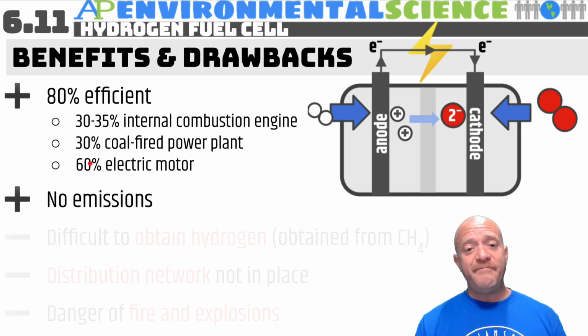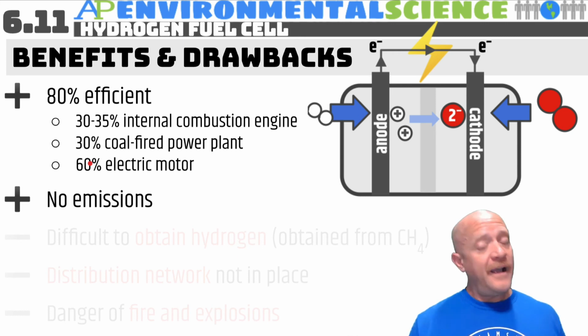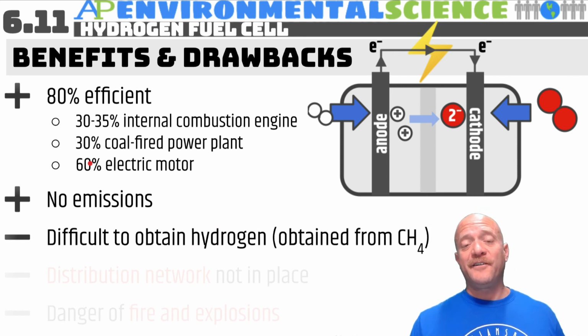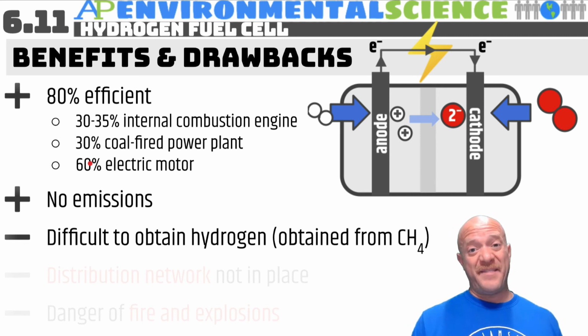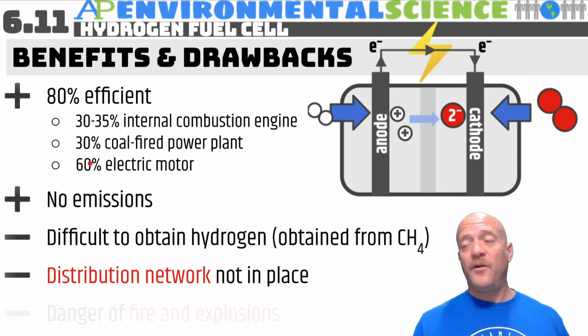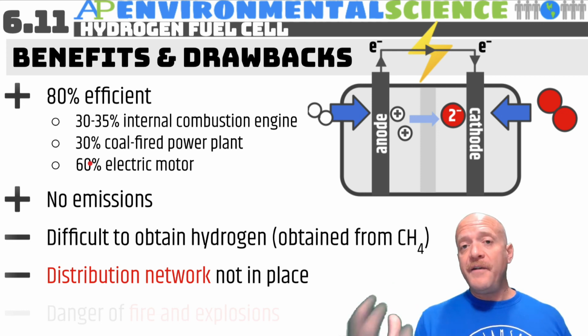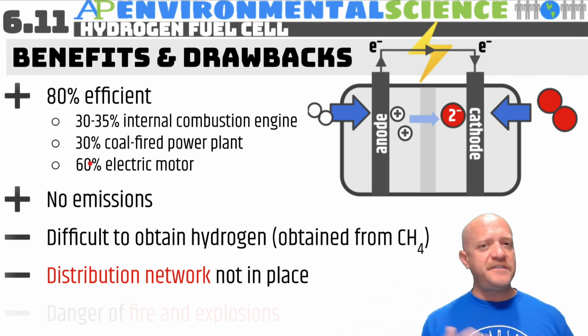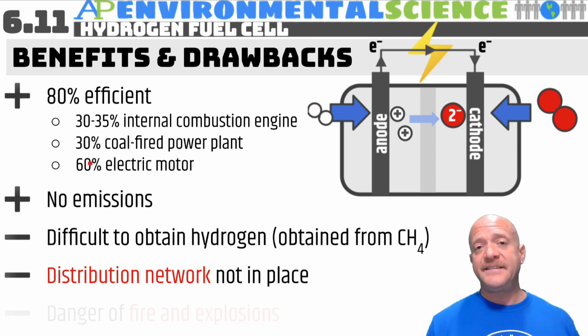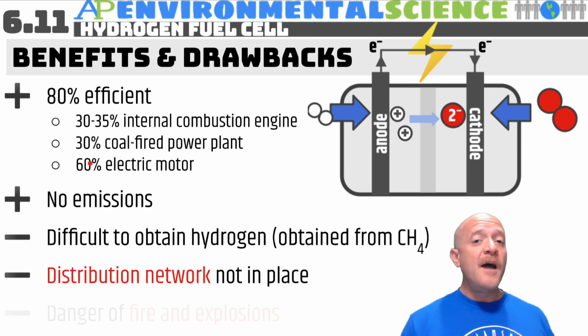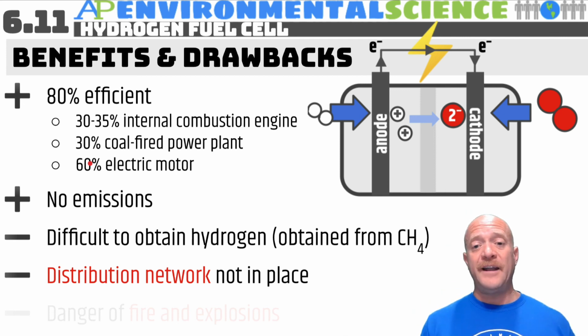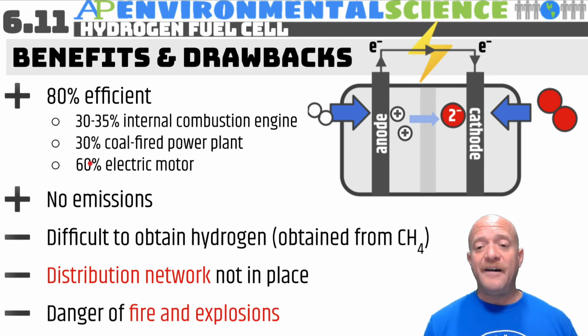Another benefit is there are no emissions during the operation. The only emission is water, and that's a good thing. It's difficult to obtain the hydrogen, especially when we get it from methane. For the distribution network, we don't really have places where you can go to a gas station and pump hydrogen into your car. They're now having charging stations. I've seen charging stations around the city, and in other cities they have areas for charging electric cars, but we just don't have that infrastructure yet for hydrogen fuel cells. And unfortunately, because we do have electrical components, there is a danger of fire and explosions.